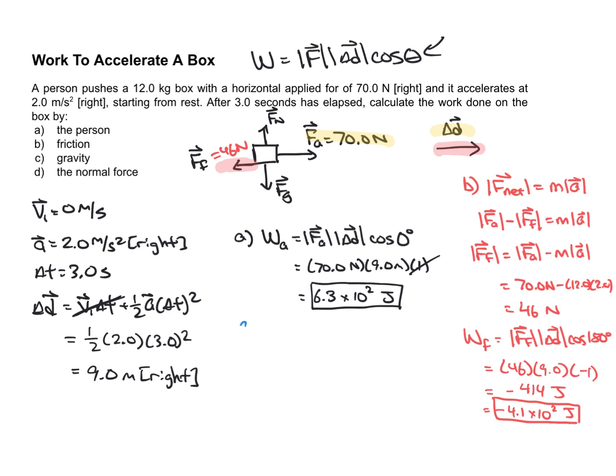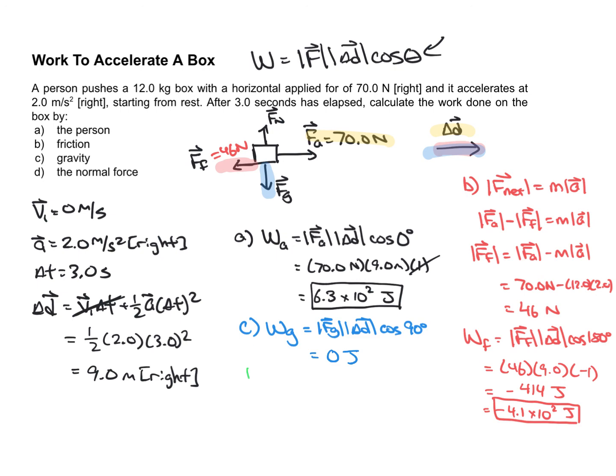And finally, the work done by gravity, W sub G, is going to be the force of gravity times the displacement times cosine of 90 degrees. Gravity points directly downwards. My displacement is to the right. So those two vectors make a 90-degree angle to each other. Well, cosine of 90 degrees equals 0. And anything times 0 is 0. So the work done by gravity is 0 joules.